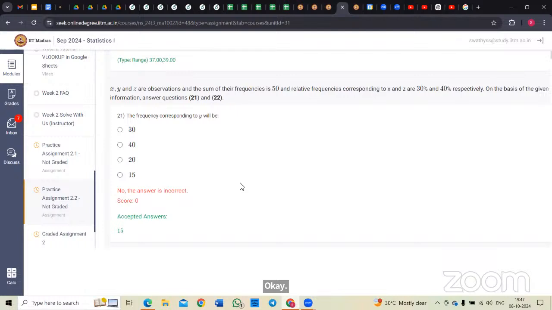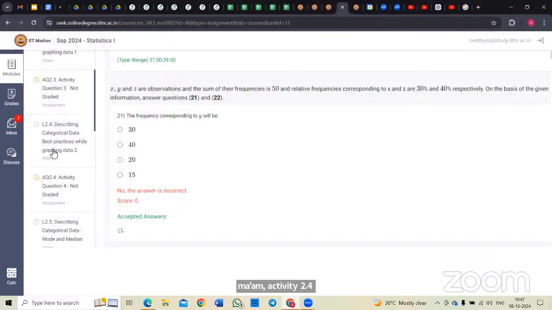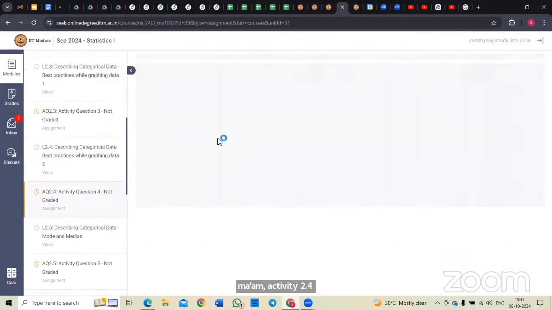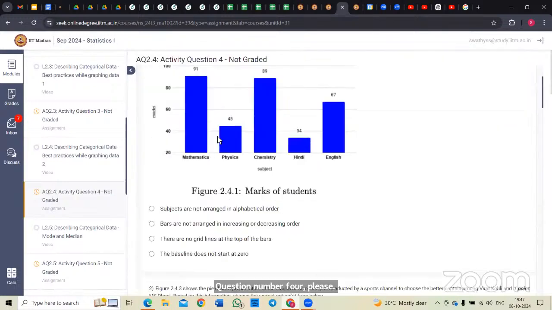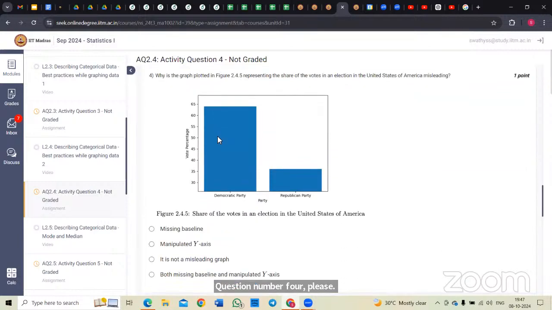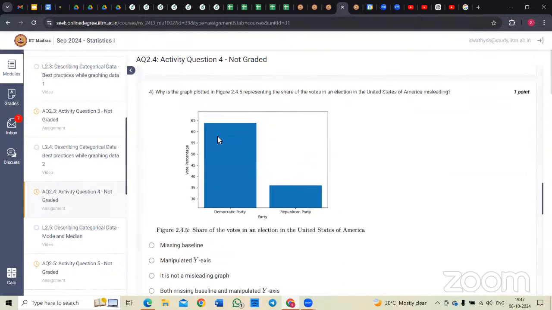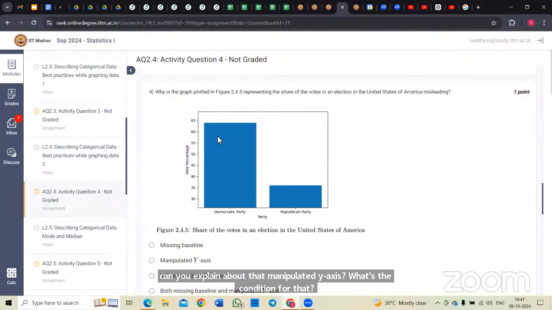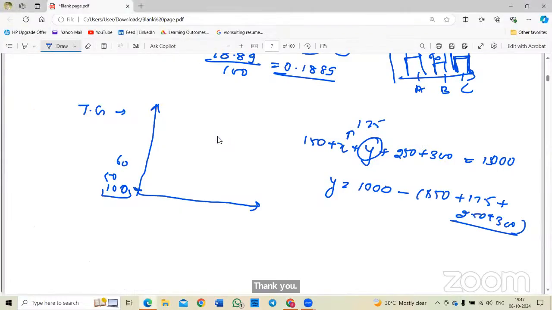Okay. Anybody having any other doubts? Ma'am, activity 2.4, question number 4, please. Why is it not both missing baseline and manipulated y-axis? The y-axis is not manipulated. Okay, can you explain about that manipulated y-axis? What's the condition for that? See, what do you mean by manipulated y-axis?